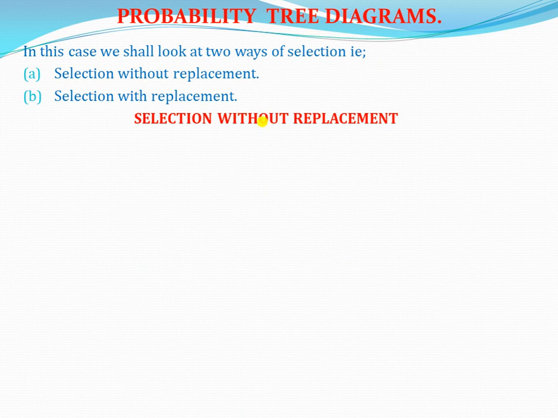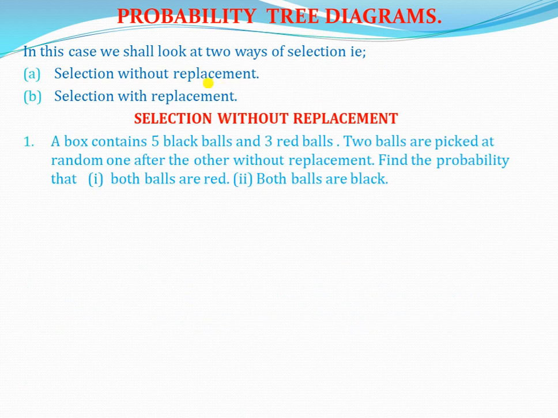Now, we are going to go direct to sample questions and understand more on how we can do a selection but without replacement. Now, we have question 1 here. A box contains 5 black balls and 3 red balls. 2 balls are picked at random, one after the other, without replacement. Find the probability that (i) both balls are red, (ii) both balls are black, (iii) one ball is black and one is red. Let's look at the solution for this.